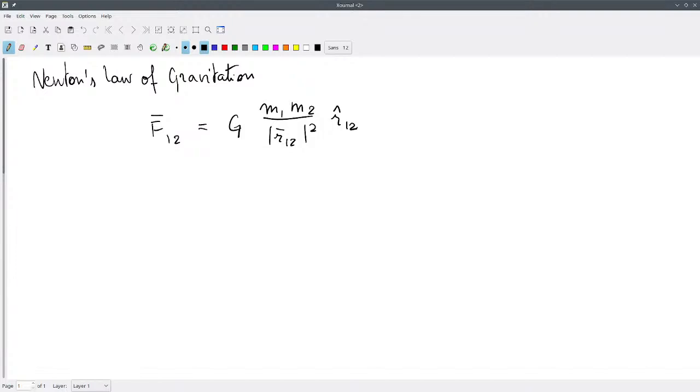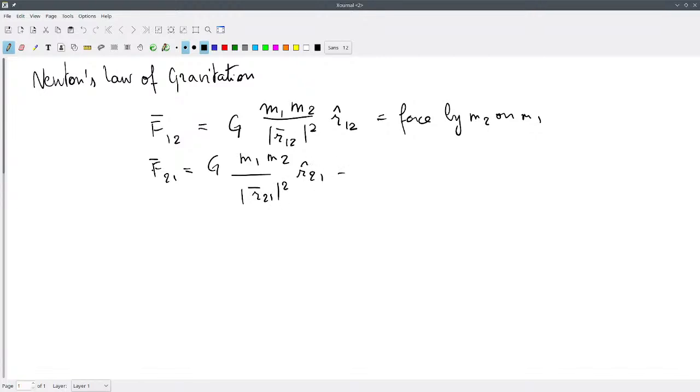So this is the force by m2 on m1, and of course there will be an equivalent F21, which is G times m1 m2 over r21 squared times r21, and as you can see, that's just exactly the opposite of F12. So the force by m1 on m2 is equal and opposite to the force by m2 on m1.